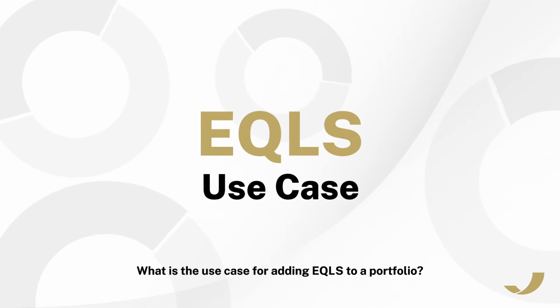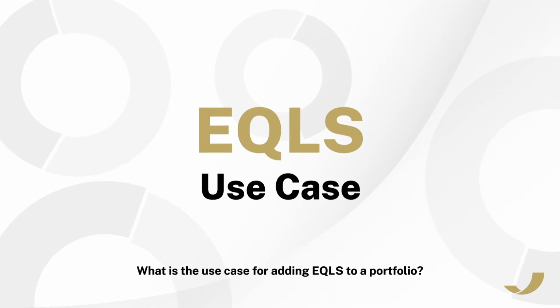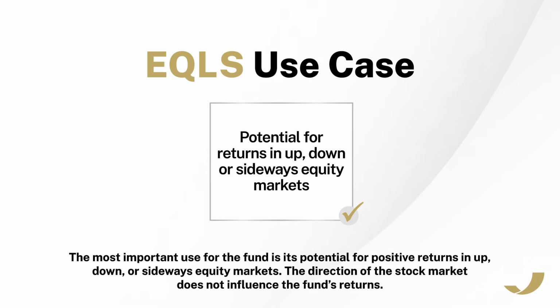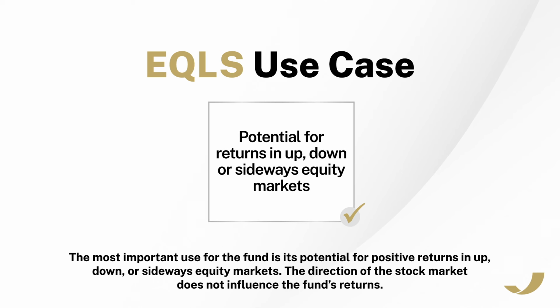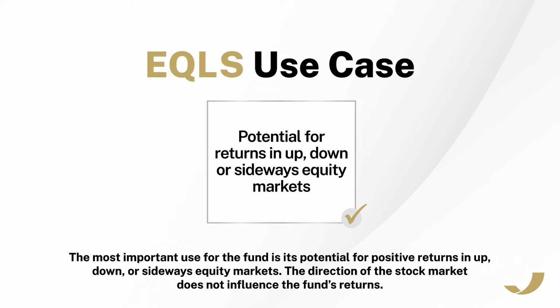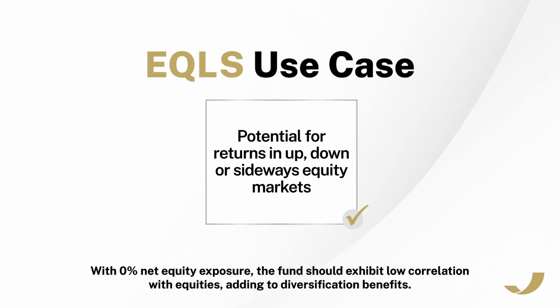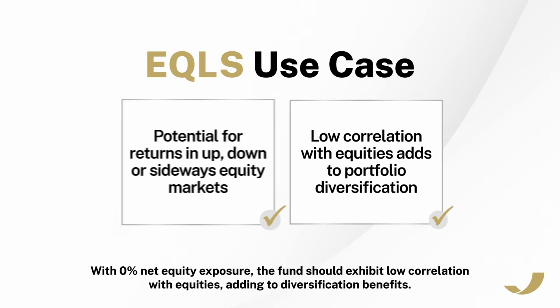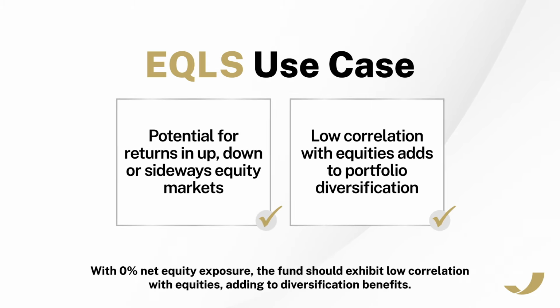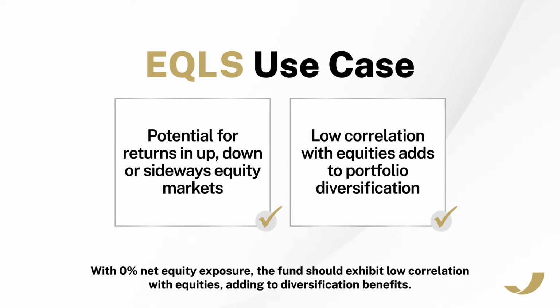What is the use case for adding EQLS to a portfolio? The most important use for the fund is its potential for positive returns in up, down, or sideways equity markets. The direction of the stock market does not influence the fund's returns. With 0% net equity exposure, the fund should exhibit low correlation with equities, adding to its diversification benefits.